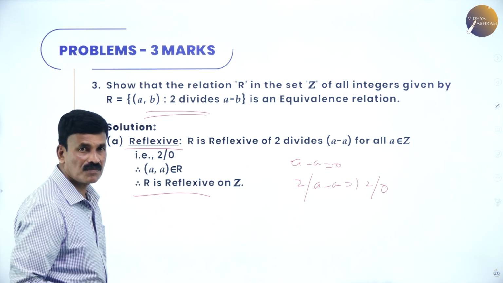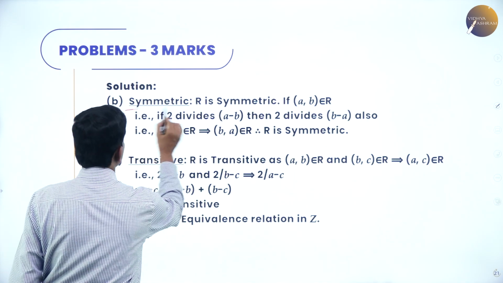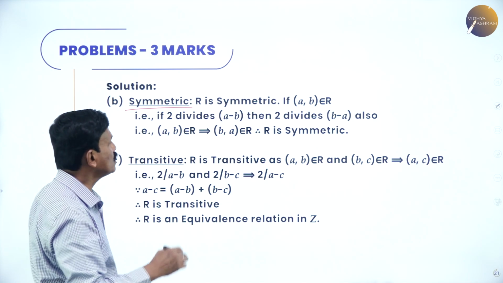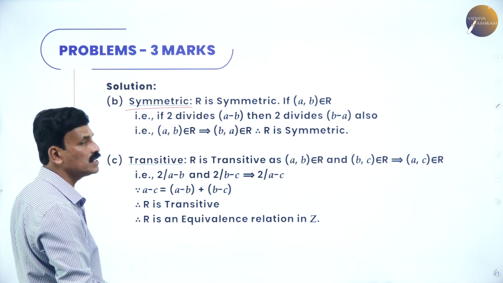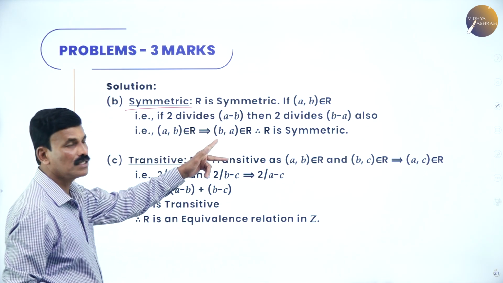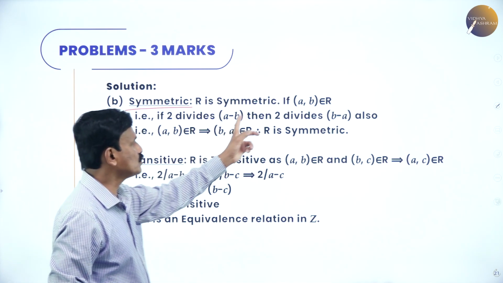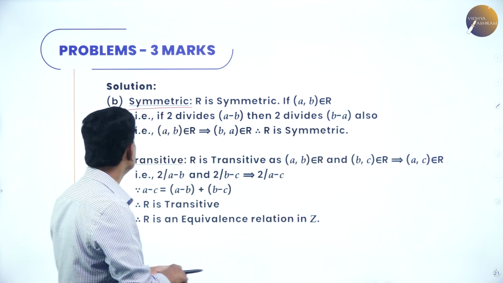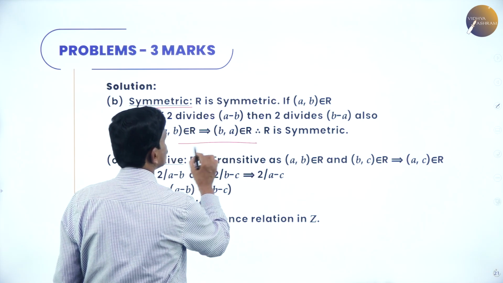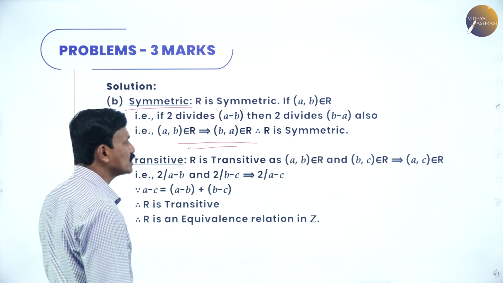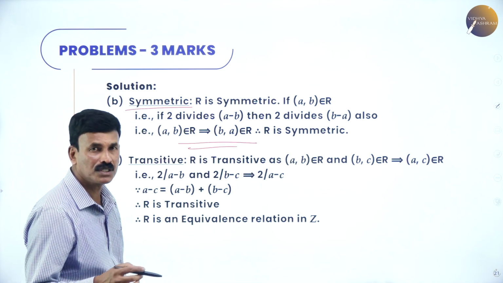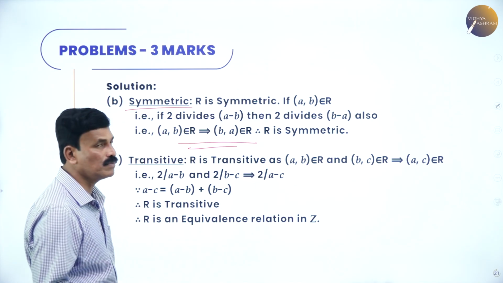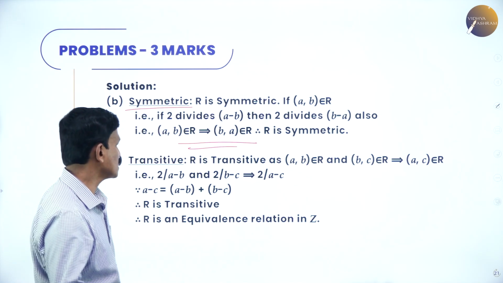Now next, symmetric. R is symmetric because if (a, b) belongs to R, that means 2 divides a minus b. 2 divides a minus b means 2 also divides b minus a. That means (a, b) belongs to R implies (b, a) also belongs to R. Therefore R is symmetric.